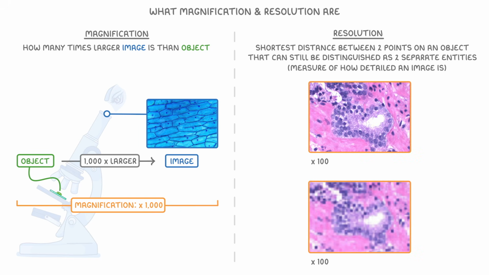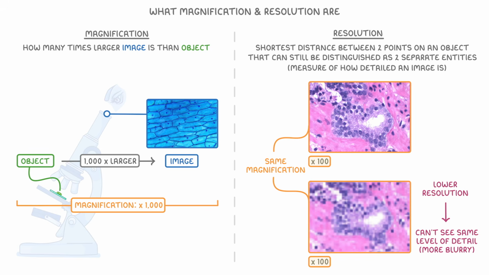As an example here, if we look at these two images, they both have the same magnification because they both have times 100 in the bottom corner, and the cells in both images look the same size. But in the bottom one, we can't see the same level of detail and it's more blurry. And this is because it has a lower resolution. So in general, just remember that the higher the resolution of an image, the more details you'll be able to see and the less blurry it will look.